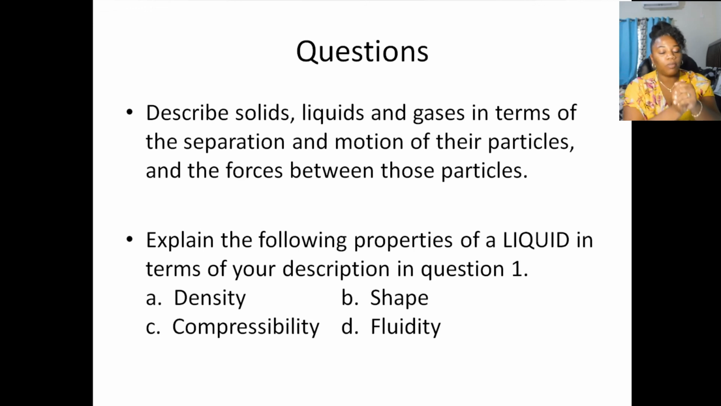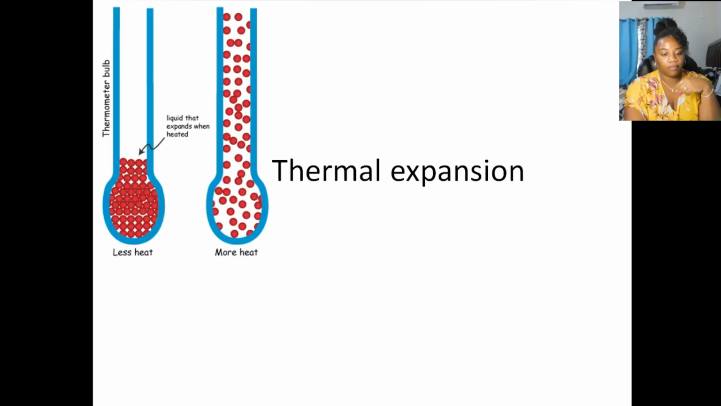Explain the following properties of a liquid in terms of your description in question 1. So for solids: high density, shape fixed, compressibility, can't be compressed much, fluidity, no. Liquids: density is high, the shape conforms to whatever container it's in, compressibility low, and fluidity high. Density for gases low. The shape is dependent on the container it's in. The compressibility, easy to squeeze, fluidity high.